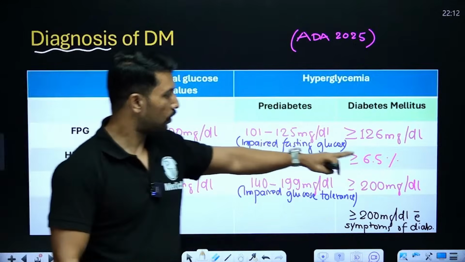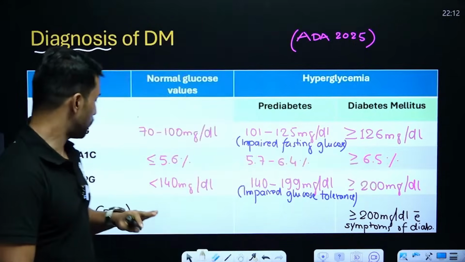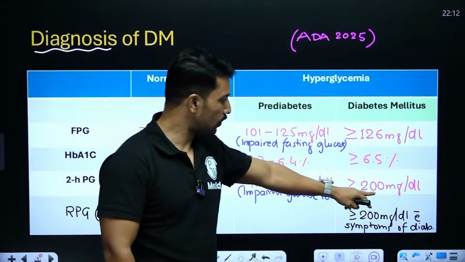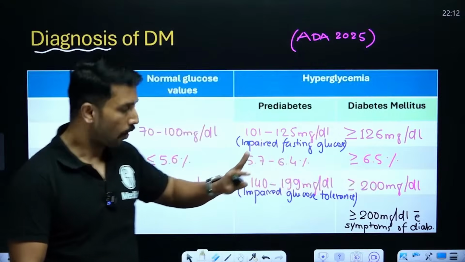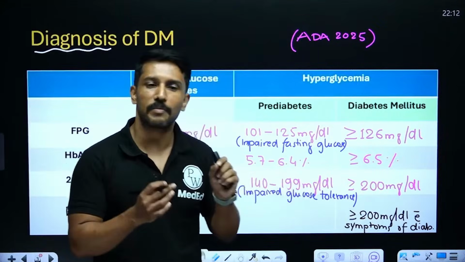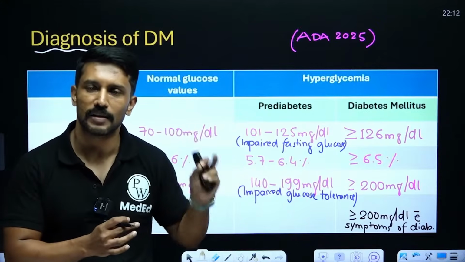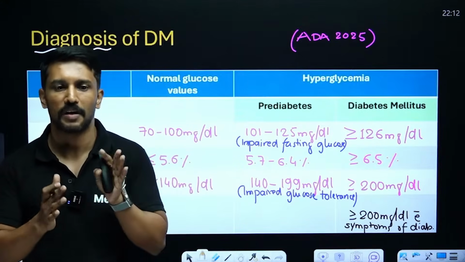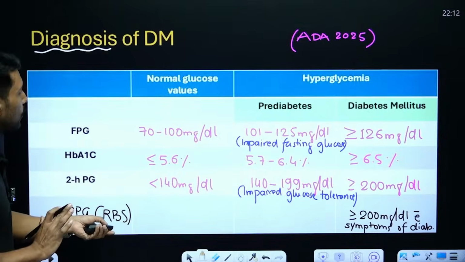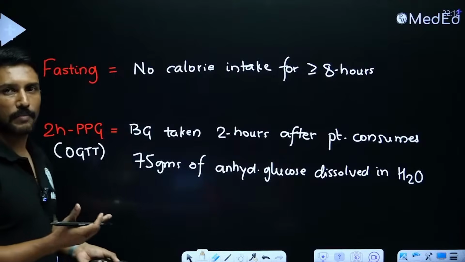HbA1c is more than or equal to 6.5%, or 2-hour postprandial plasma glucose level is more than or equal to 200 milligrams per deciliter, or RBS more than or equal to 200 milligrams per deciliter in patients with symptoms of diabetes, that is polyuria, polyphagia, polydipsia, and weight loss. Okay.